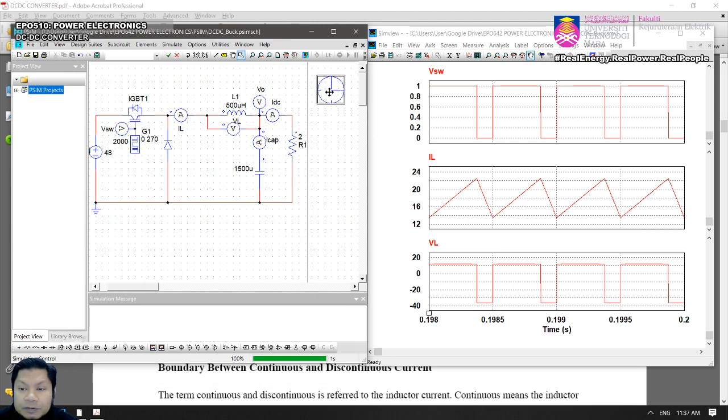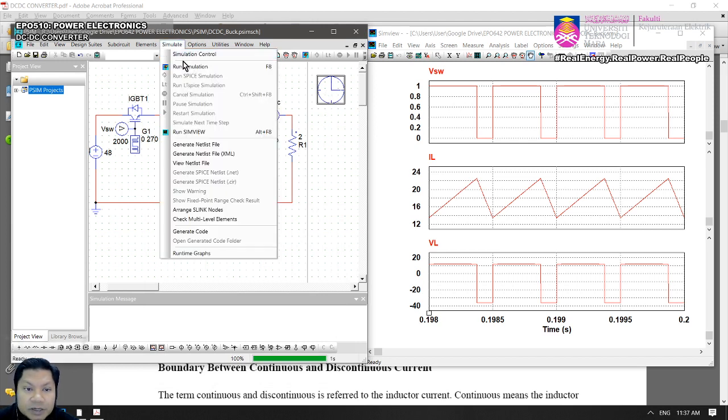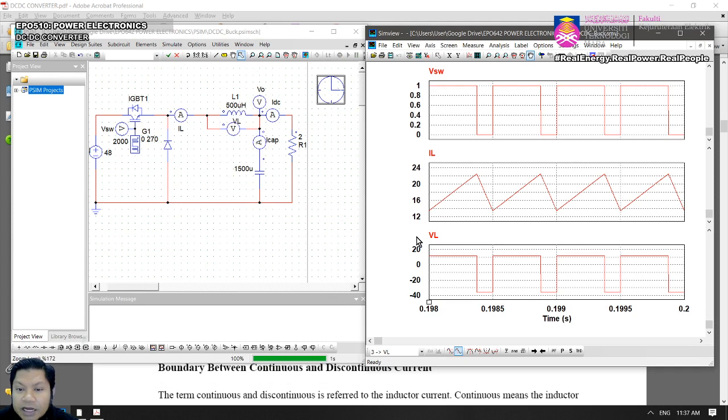All right, so let's simulate this, and now you get this switch pulse, turn on, turn off, turn on, turn off again, and the switching period is 0.5 millisecond. And then we know that during turn on, the current will rise because there is a positive voltage of V in minus V out across your inductor, causing the current to rise.